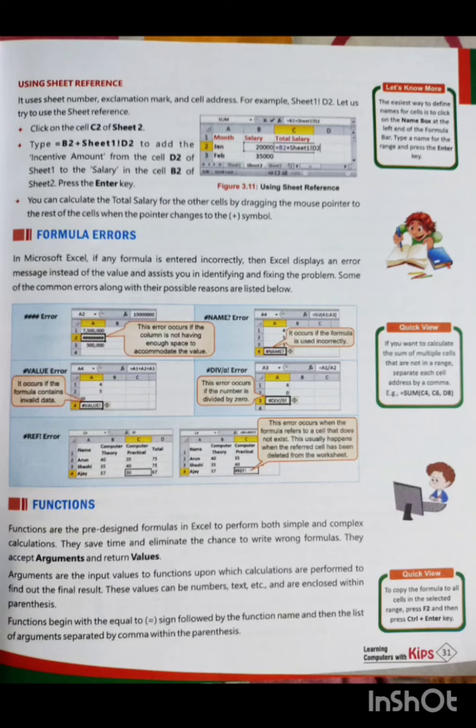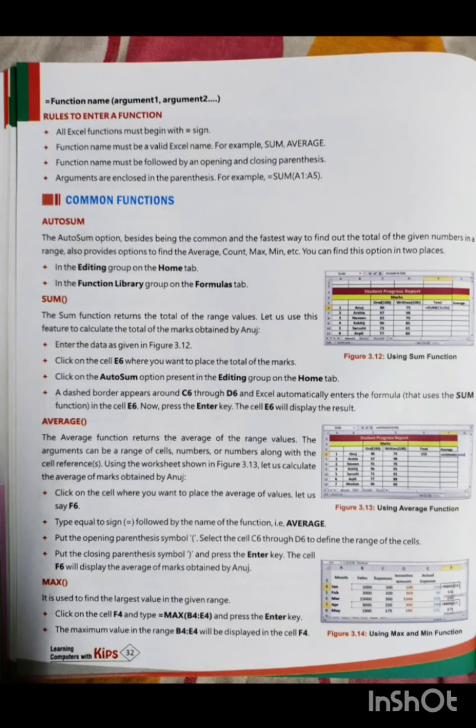And next one is values. Values are the output of a calculation. Next, every function in MS Excel must begin with the equals sign followed by the function name and then the list of arguments separated by commas within the parentheses. This top line is the basic syntax for a formula in MS Excel: equals, then the function name, then within parentheses argument 1, comma, argument 2 and so on.